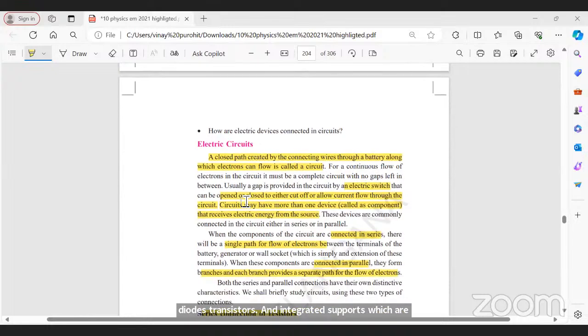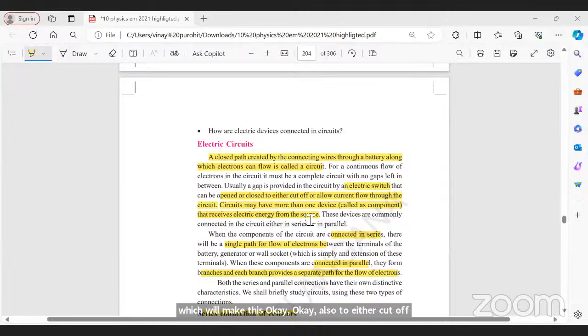Next, coming to electric circuits. A closed path created by the conducting wires through a battery along which electrons can flow is called a circuit. Here in this circuit, we can also use an electric switch, which will make the circuit open or closed. In an open circuit, current does not flow. In a closed circuit, current flows. So open or closed either cuts off or allows current flow through the circuit.